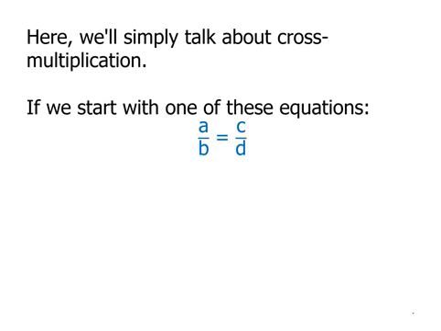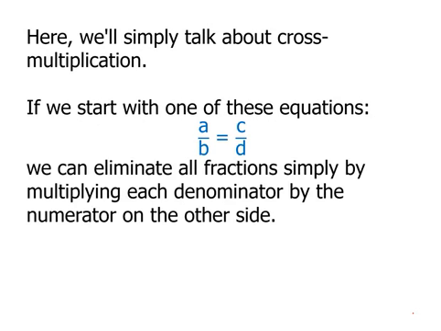If we start with one of these equations, so A over B equals C over D, we can eliminate all fractions simply by multiplying each denominator by the numerator on the other side. So when we cross multiply, we're multiplying these two together and multiplying these two together. The fact that those two ovals are crossing is why it's called cross multiplication. So we wind up with A times D equals B times C. Every numerator stays on its own side, and the denominator from the other side multiplies it.